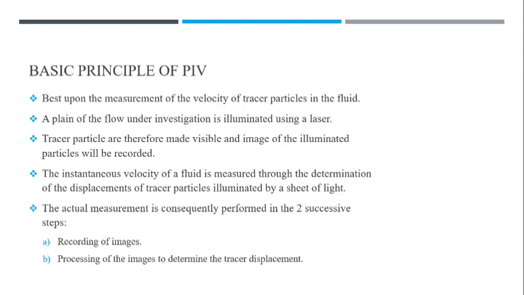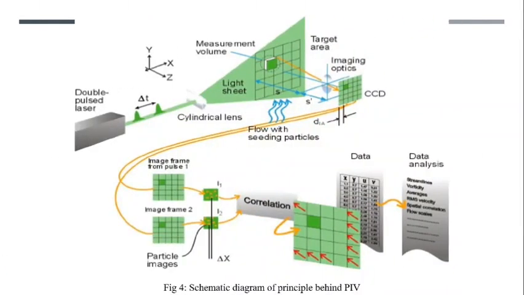Here is the picture of the schematic diagram of the principle behind PIV. It is shown here: the double pulse laser, here the measurement volume, light sheet, target area, imaging optics, CCD, correlation, data analysis and data.